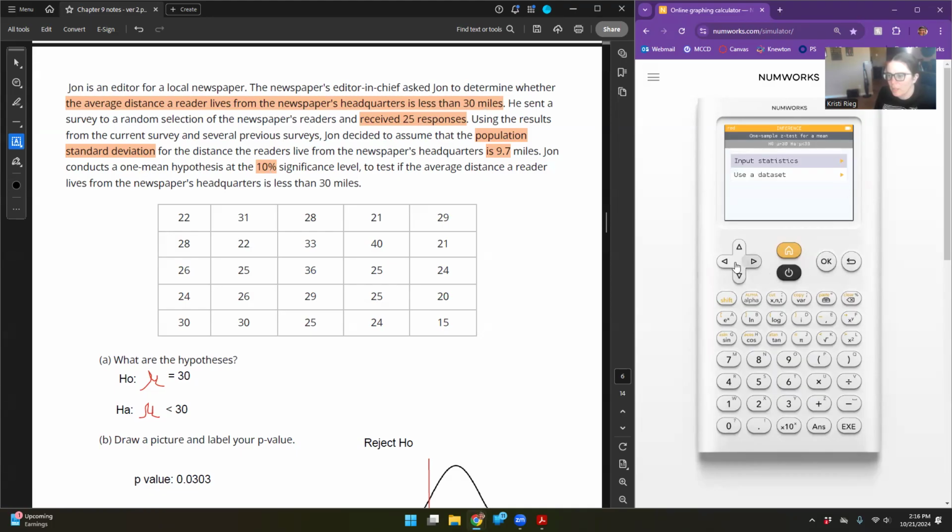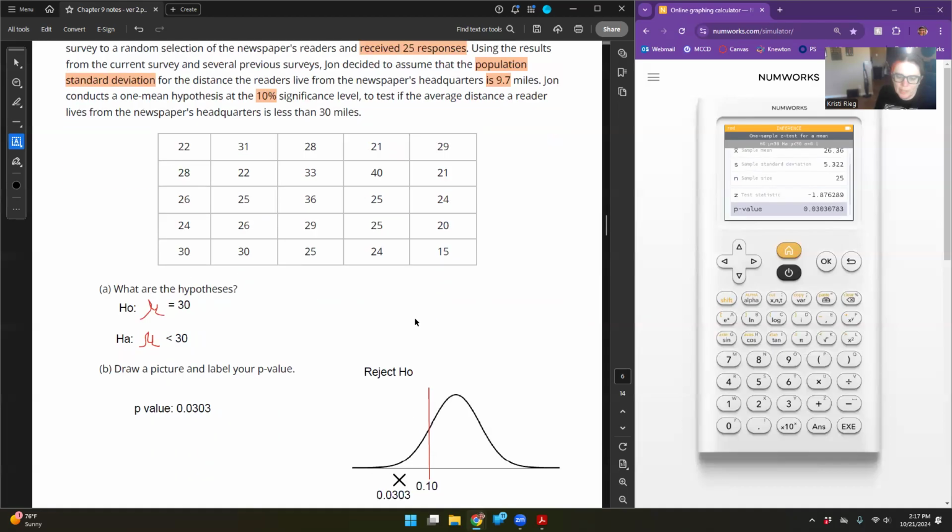Input data or use a data set. So I used my data set here. I added in the standard deviation of 9.7 and made sure that my alpha was at 0.1 for 10%. When you put 0.10, it doesn't matter. It'll just take off the 0 for you either way. And so it tells me X bar, S, and N. It doesn't ask for that. It's just letting you know. But what we are looking at is either the Z or the P value right here.